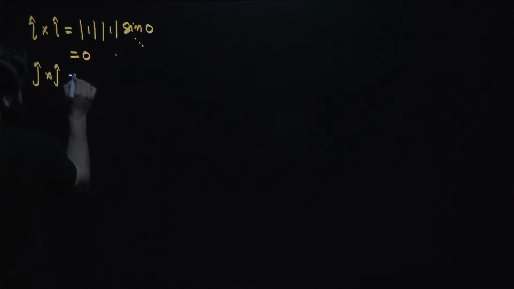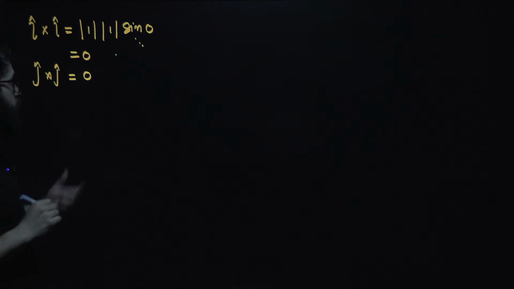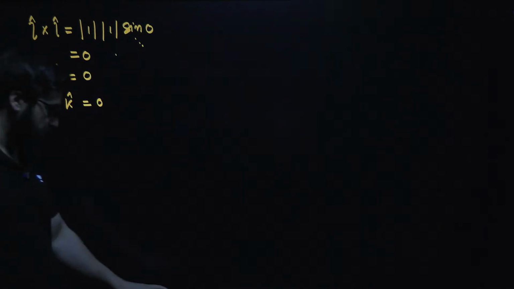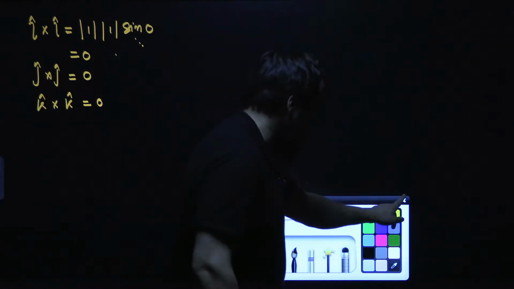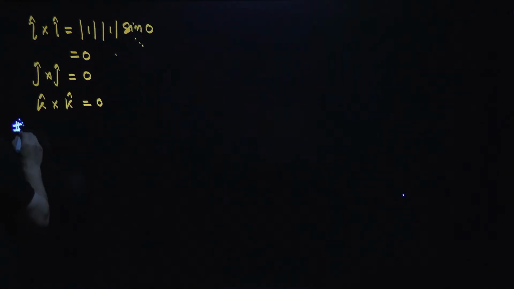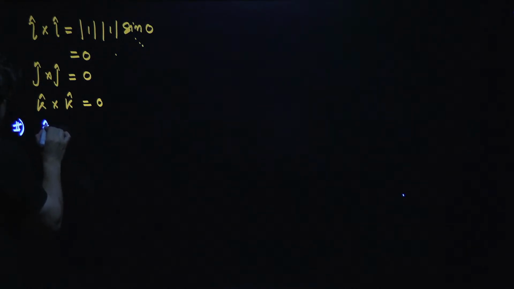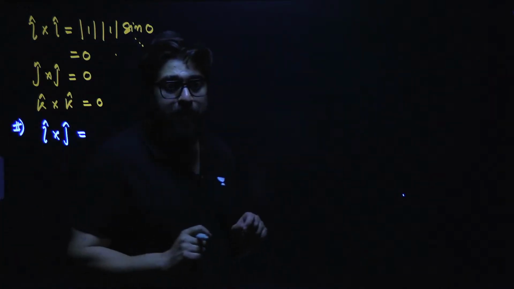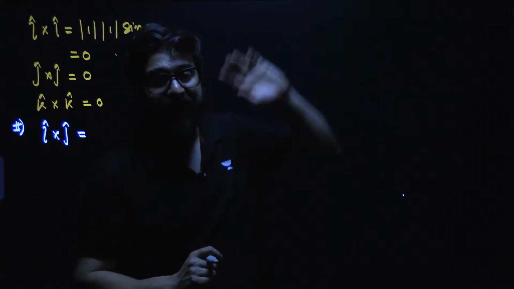Similarly, J cross J will also come out to be 0 using the same formula. Similarly, K cross K will also come out to be 0 using the same formula. But my dear friends, remember one thing. If you have to find the value of I cross J, I is the unit vector along the x-axis, J is the unit vector along the y-axis.